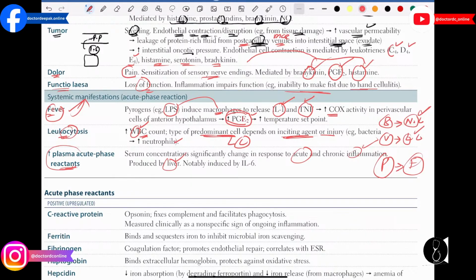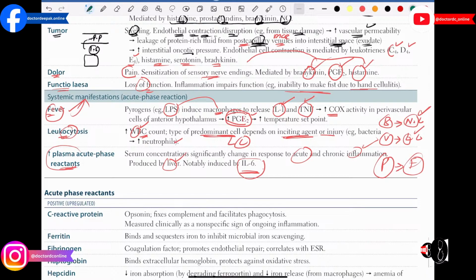And who is going to stimulate the production of these plasma proteins, or you can say the acute phase reactant proteins? Interleukin 6. So where will this interleukin 6 come from? This is going to come from inflammation. When there is inflammation in our body, there is a production of interleukin 6, and that interleukin 6 will go and stimulate the liver. When the liver gets stimulated, it will lead to an increased serum concentration of these proteins. So this is the important mechanism behind this.